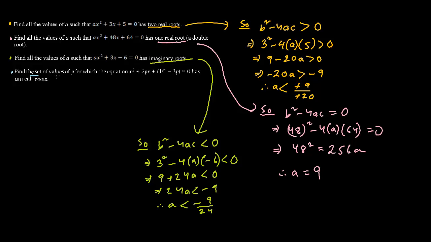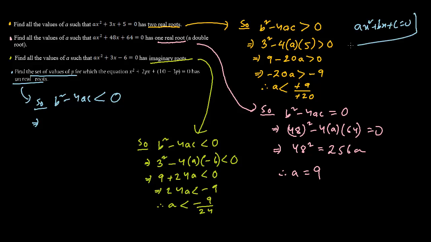this one is: find the set of values of p for which the equation has unreal roots, same as imaginary roots. So what we have to do here is, b squared minus 4ac is less than 0 again. So b is the coefficient of x. If the quadratic equation is not arranged, you need to arrange it in the format of ax squared plus bx plus c equal to 0. This is very, very important because sometimes terms can be on one side and the other side, so you have to rearrange it. So here, b is, I think, plus 2p.